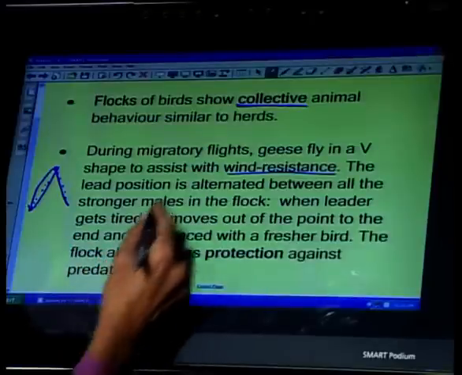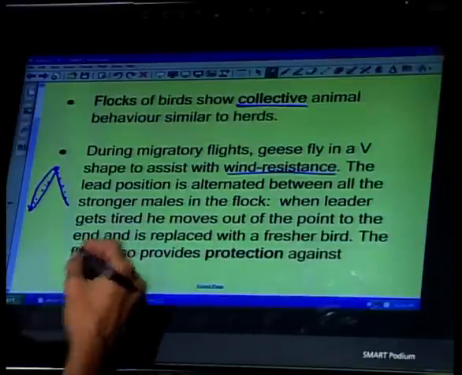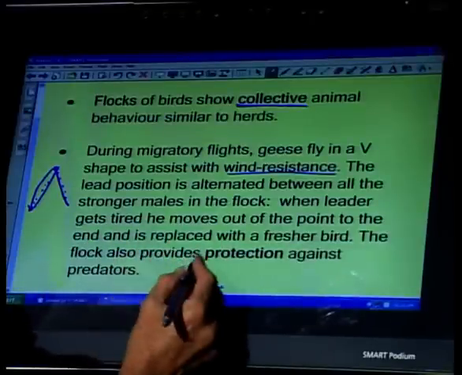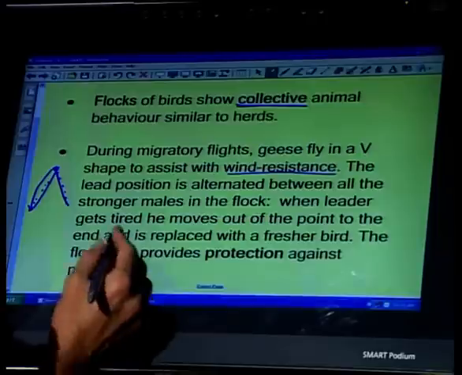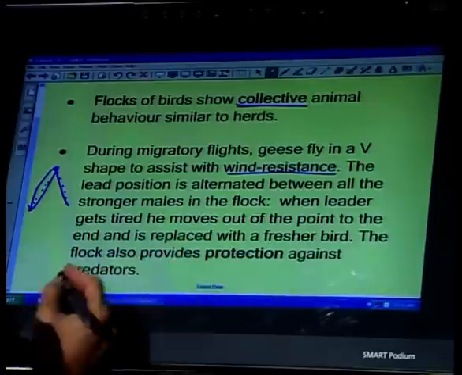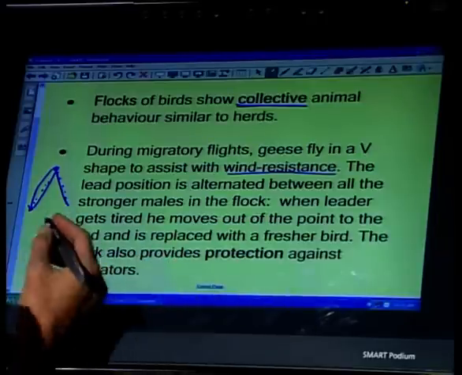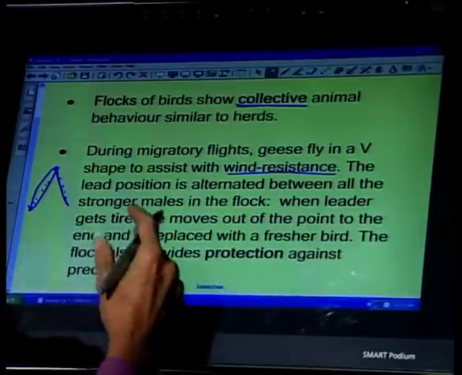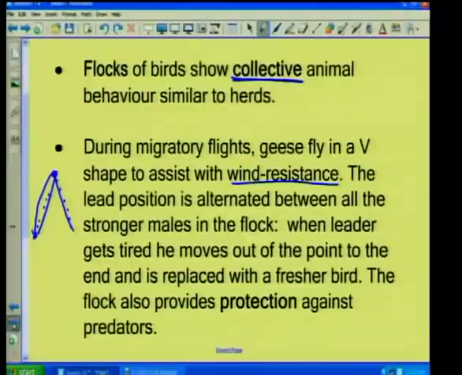It's very much like cyclists. You know, when they cycle in a group and they're working on wind resistance, the guy behind hasn't got as much wind resistance as the guy in front. And it's based on this principle of the geese flying. So when the leader gets tired, he moves out of the point to the end and he's replaced by a fresher bird. And what does this do? It also, with the flock, provides protection against predators. But more than anything, it helps the whole flock to move forward faster.